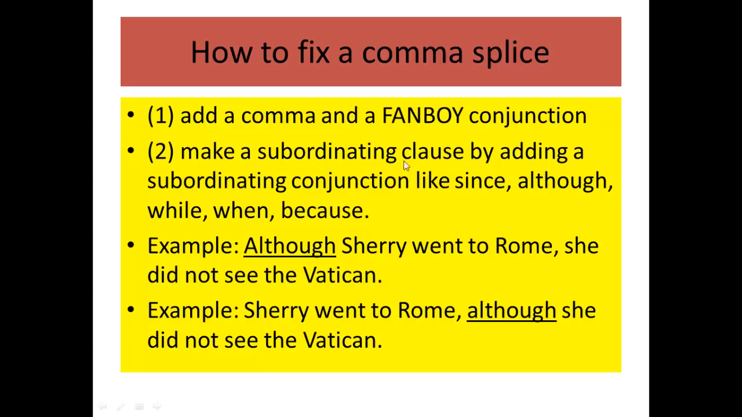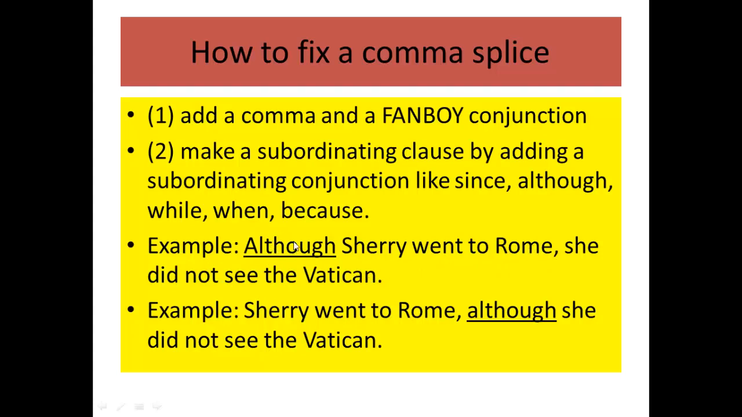You can make a subordinating clause. A subordinating clause is a clause or a group of words that cannot stand alone. They need to be connected to something. So you can make a subordinating clause by adding a subordinating conjunction such as since, although, while, when, because. These are what we call subordinating conjunctions, and they're different from the fanboy conjunctions. So you have fanboy conjunctions and you have subordinating conjunctions. So here's an example. Although Sherry went to Rome, comma, she did not see the Vatican.